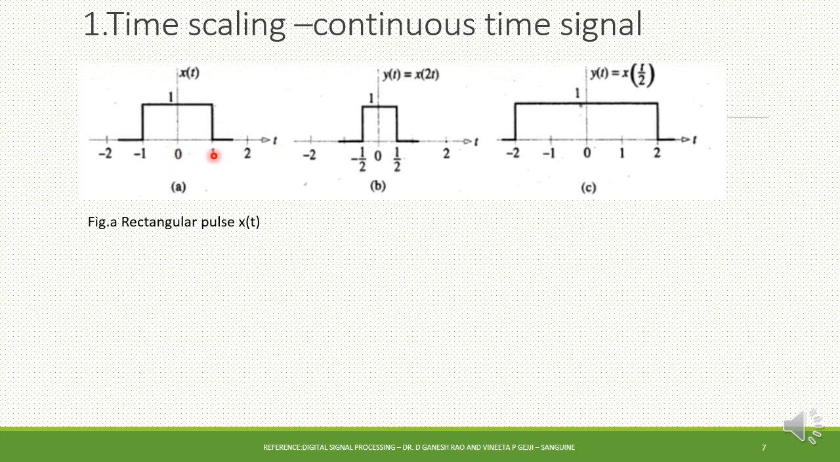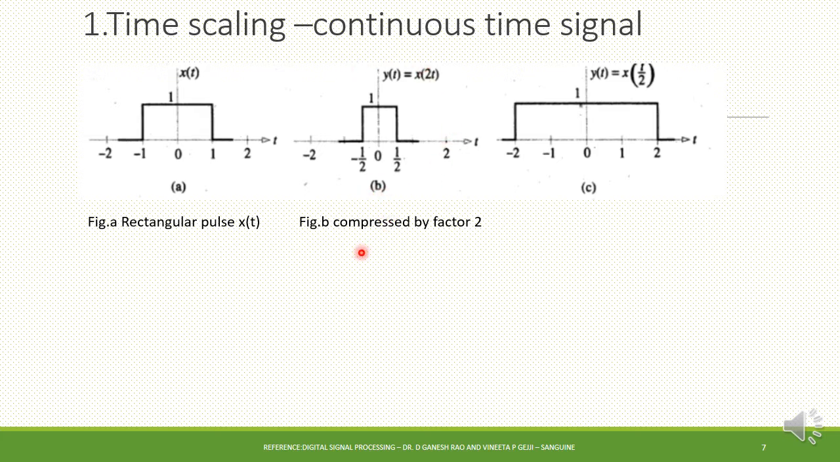Here this side is positive and this is negative, the positive quadrant and the negative quadrant. These are 1, 2 and minus 1, minus 2. This is x of t, our simple rectangular pulse. So we have taken this as one continuous time signal x of t. Next, this is the second figure.